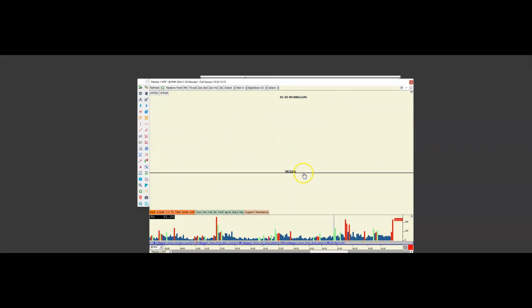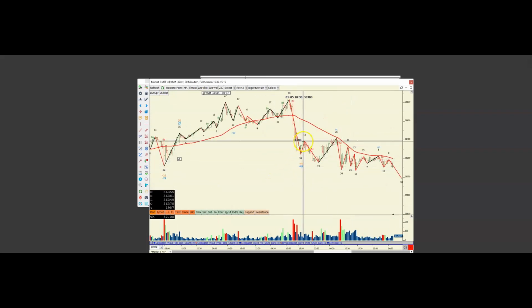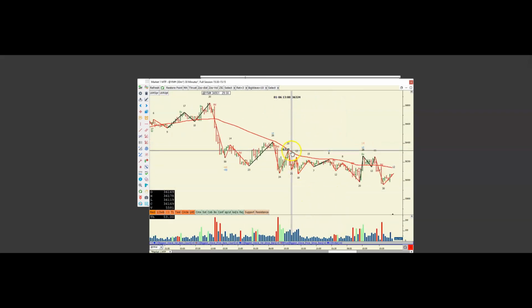Move. Break. What happens? Follow through. Then break down here. Not enough follow through, so it does an up thrust. Then it has a break. And then it has a test.